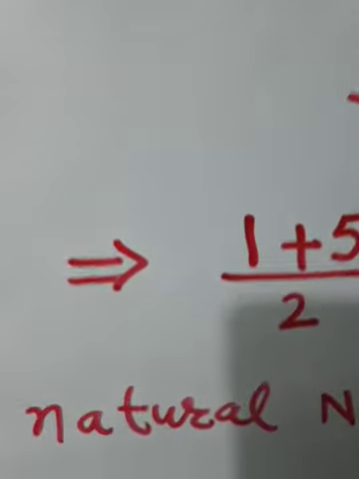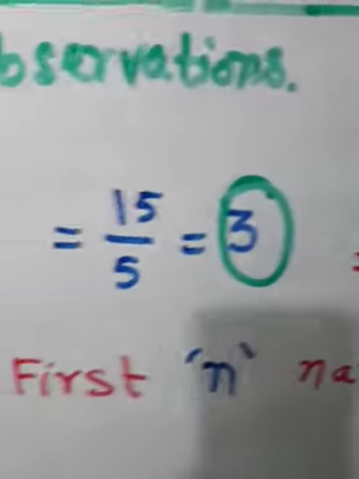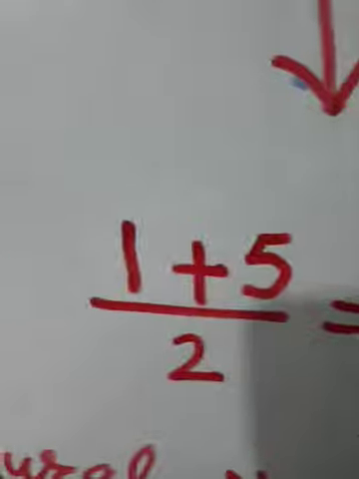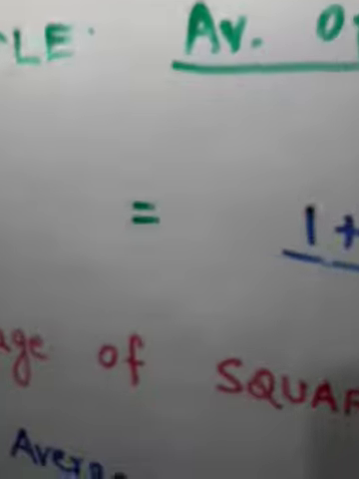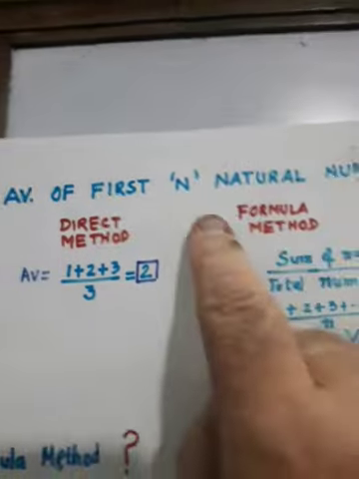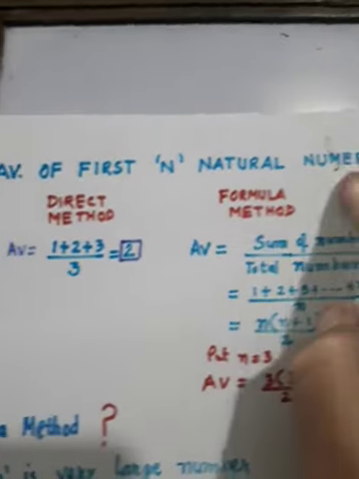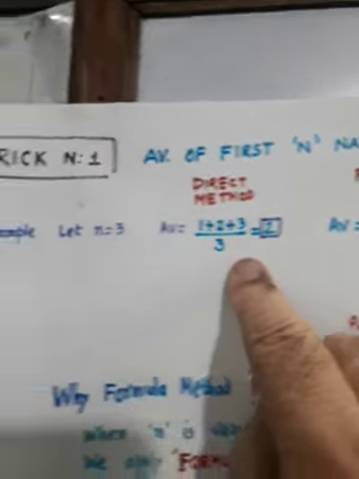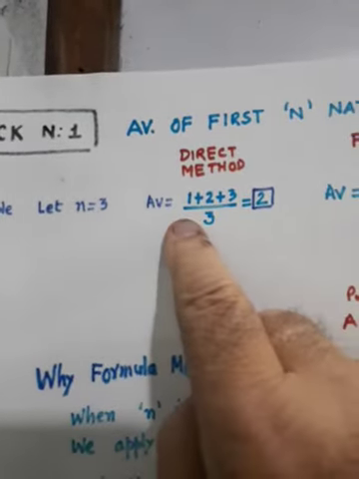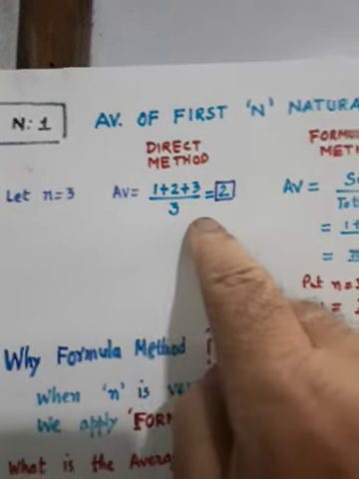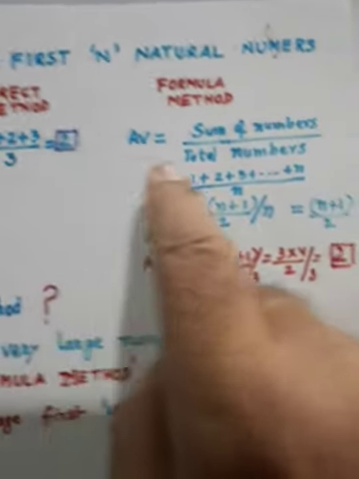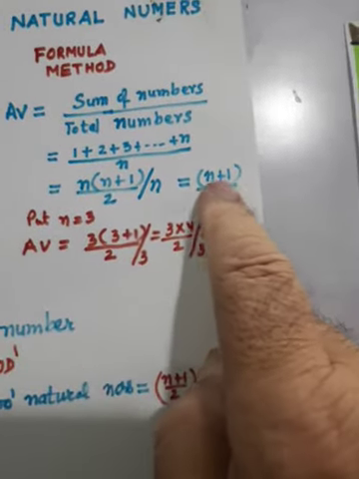But if you have to add up 100 natural numbers, then it is very difficult. So if you have to find the average of n natural numbers, the direct method is this. Supposing 3 numbers are there, then average will be 1 plus 2 plus 3 divided by 3. Answer is 2. If you go with the formula, it is n plus 1 by 2.